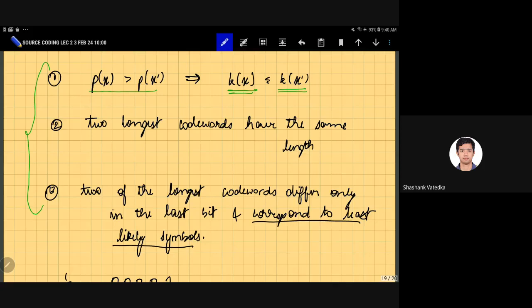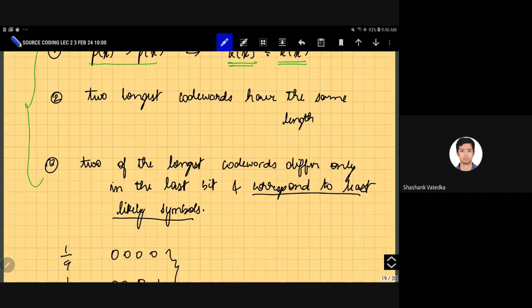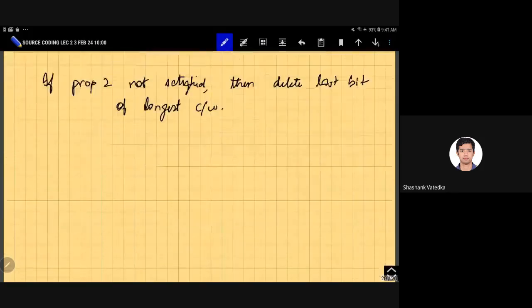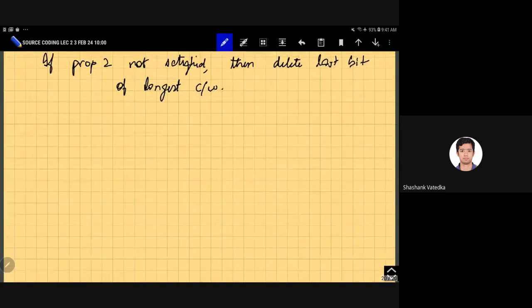Okay, but you can always achieve this by exchanging code words, right? You can always exchange two different code words or exchange bits and get a prefix-free code with the same length. So let me see if I can come up with an example.